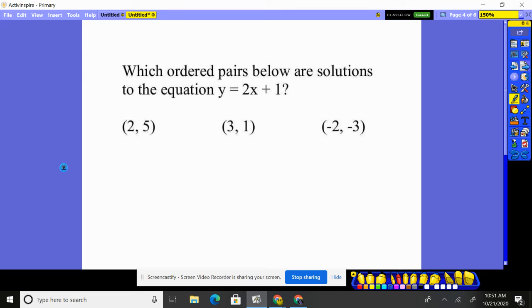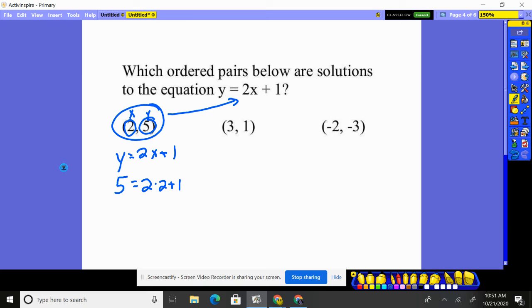All right, so we now want to say, well, which ordered pairs below are solutions to the equation y equals 2x plus 1? So I've given you 3 ordered pairs, and I'm saying, hey, is this point a solution to y equals 2x plus 1? Well, to figure that out, we're simply going to take x being 2 and y being 5 and plug it into that equation and say, hey, does it work? Okay, so let's take the equation. Here it is, y equals 2x plus 1. It says y is 5. So there's y is 5 equals 2 times x, which is 2, plus 1. Is that true? Yes, that's true. That means, yes, that point is a solution to the equation y equals 2x plus 1.